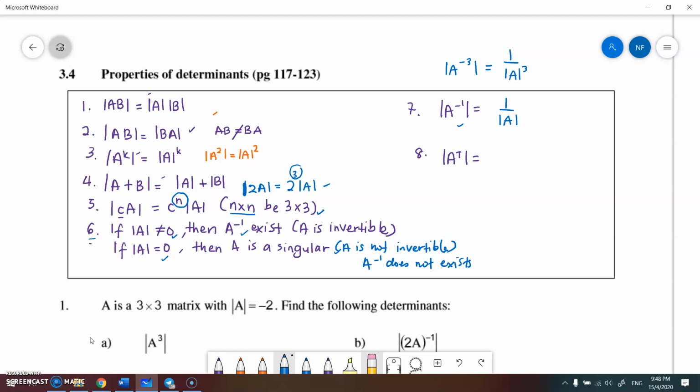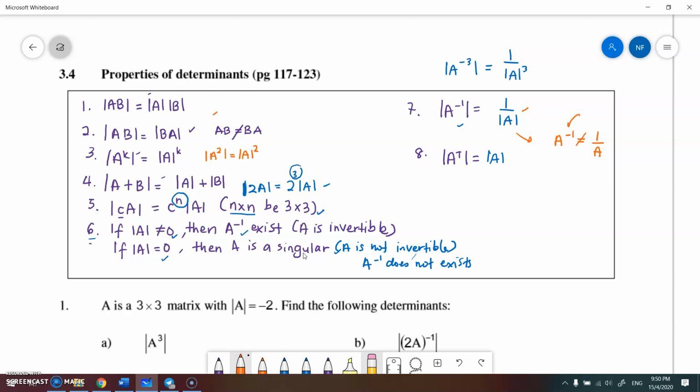In number 8, determinant of A transpose is equal to determinant A. Determinant A transpose is also equal to determinant A. Okay, how about this question: A inverse, is it equal to 1 over A? Let's say we say the determinant of A inverse is equal to 1 over determinant A. So is this equal?